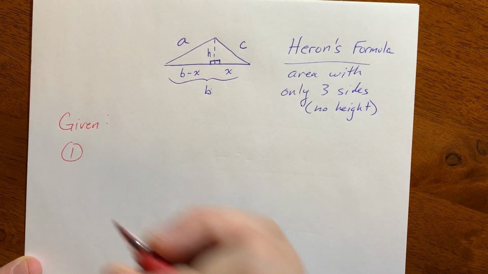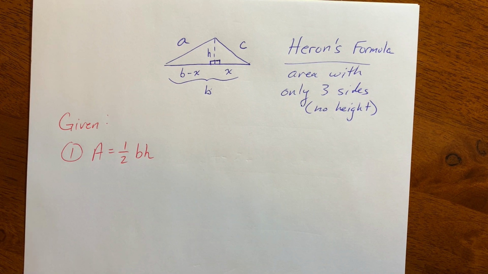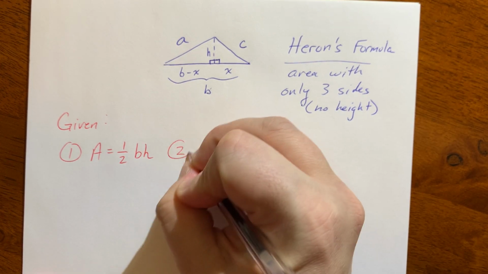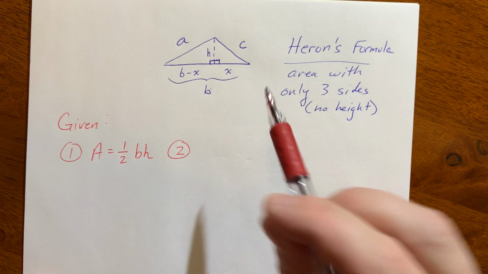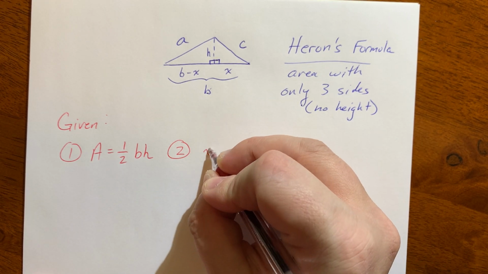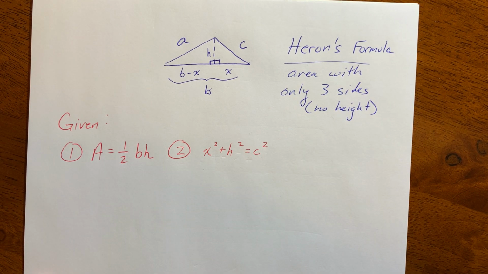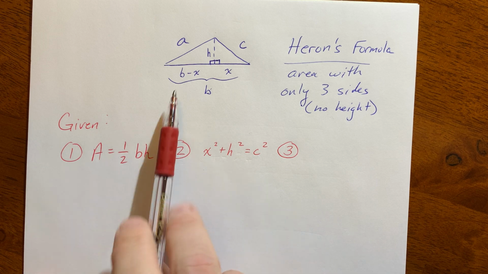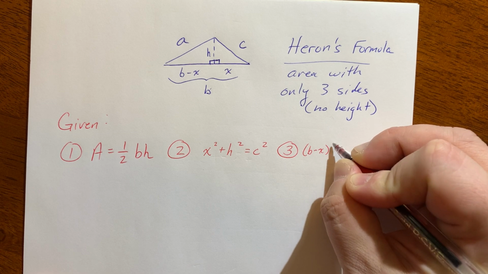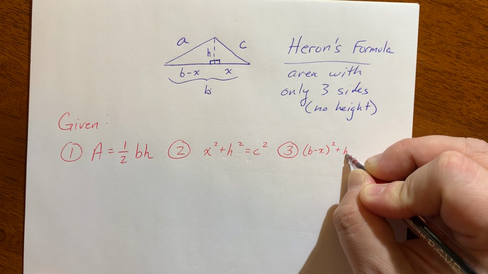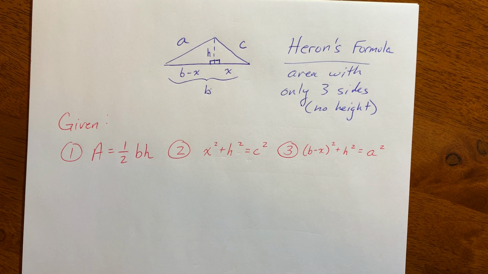And some other knowledge. Given number one is that area formula that we already know about. That area equals 1/2 base times the height. Another piece of information that can be given is how we use Pythagorean theorem for these two right triangles. The one on the right, if we filled in Pythagorean theorem, would be x squared plus h squared equals c squared. And if we did the same for our third given with the right triangle on the left-hand side, that would be the leg of b minus x getting squared, the other leg, which is the height being squared, equal to the other side of our triangle, a squared.